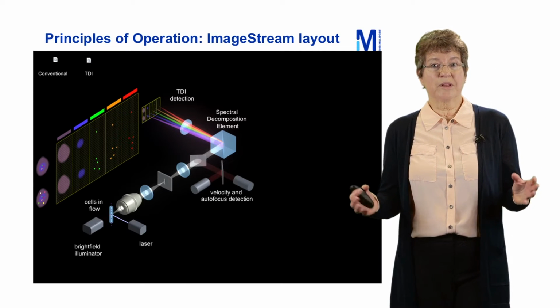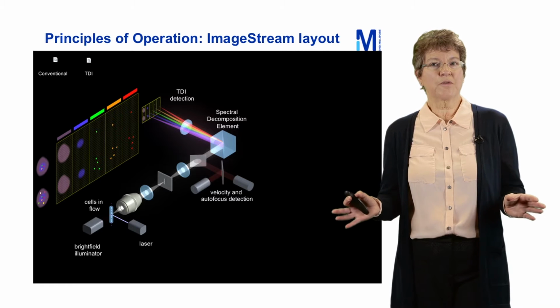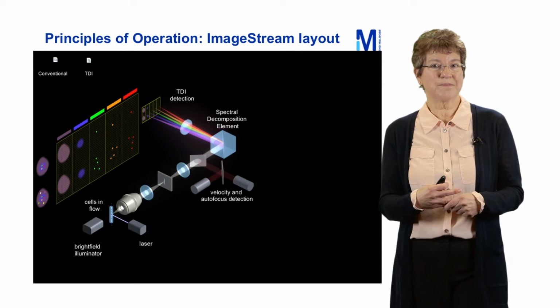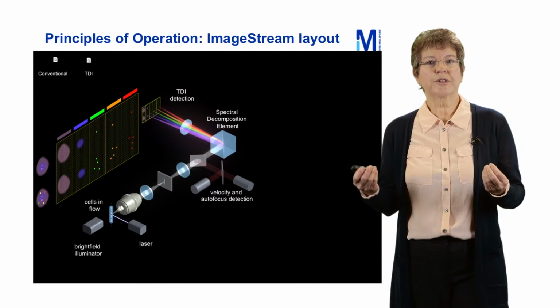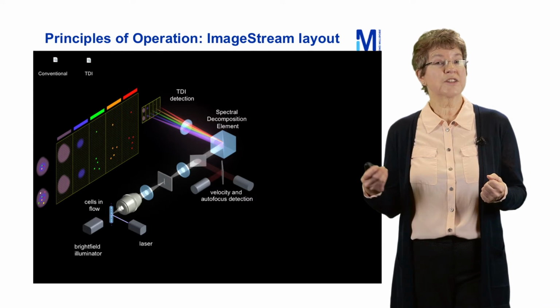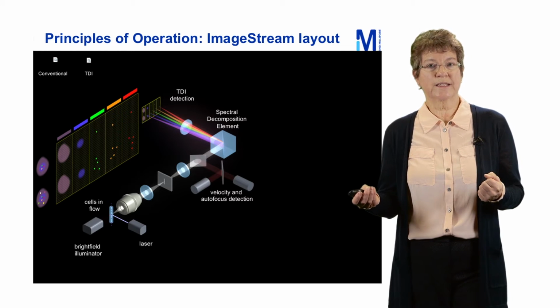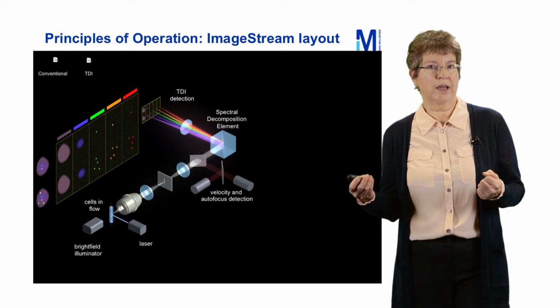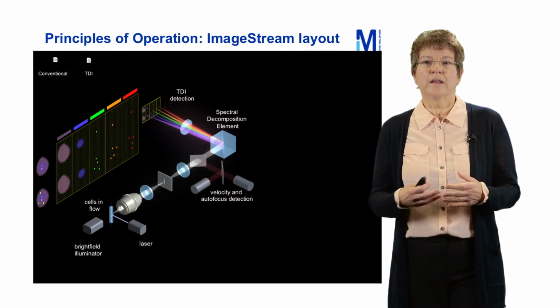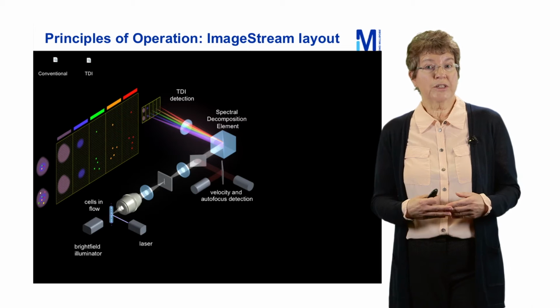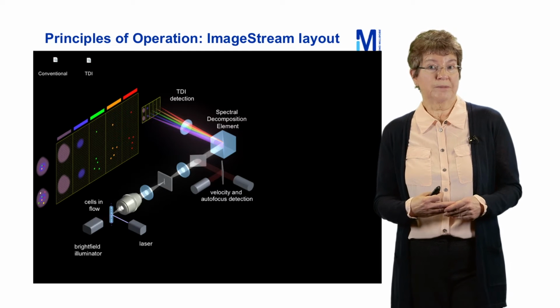Here's the ImageStream layout, and I'm going to go over the principles of operation using this diagram of the optic system. The cells are introduced into flow, much the same like a traditional flow cytometer. The difference is that the detector is a CCD camera. The cells in the flow cell are illuminated by bright field illumination and laser illumination.